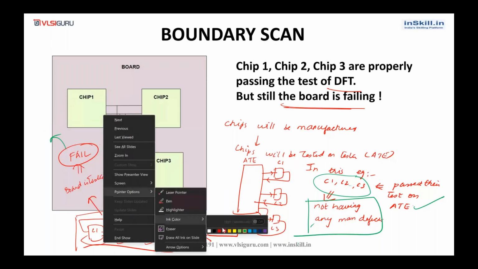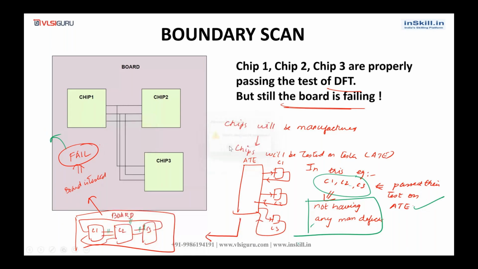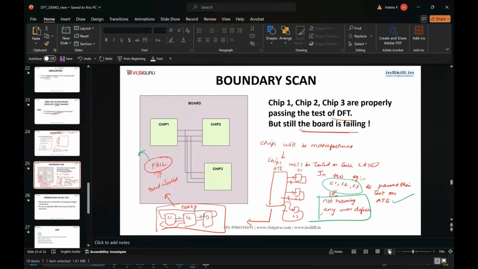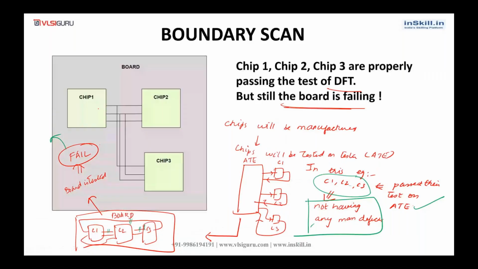So that is why the board is failing. Okay, just a second. So there can be some manufacturing defects in the interconnection between the two chips. That is why the board is failing.